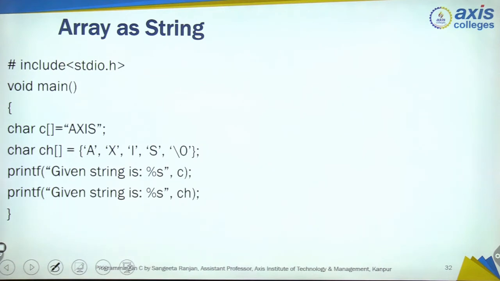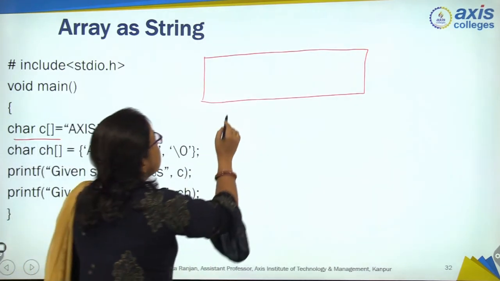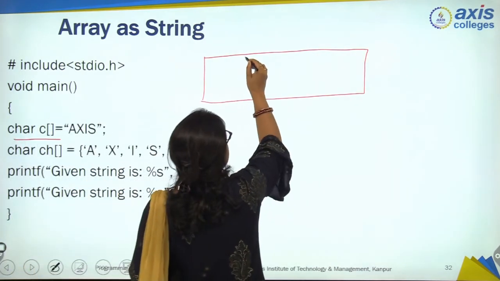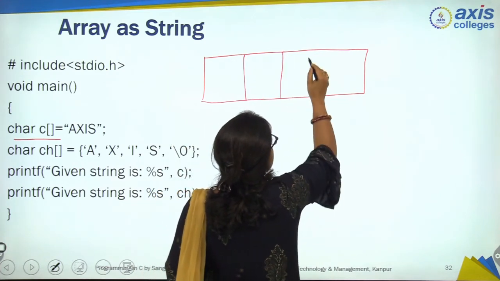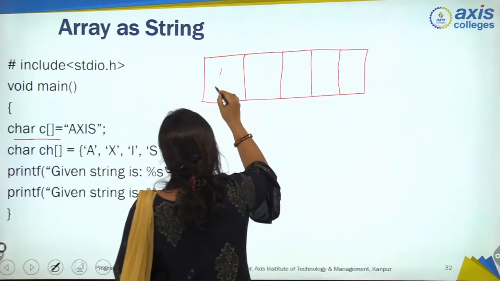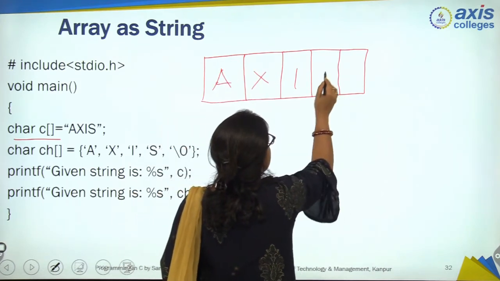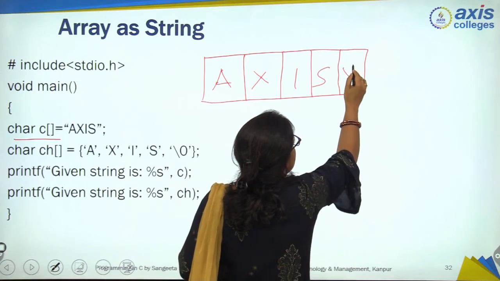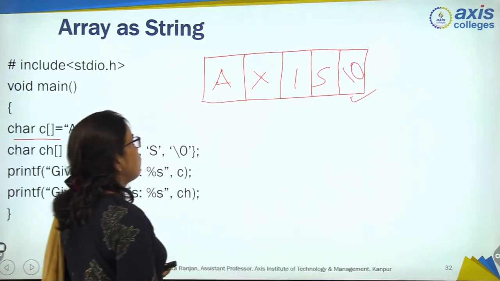Now arrays of string. When a string is stored in the memory, then it forms an array. When we take a char c empty bracket and axis, it occupies space in memory like this. This is null. It will be automatically entered at the end of the line.